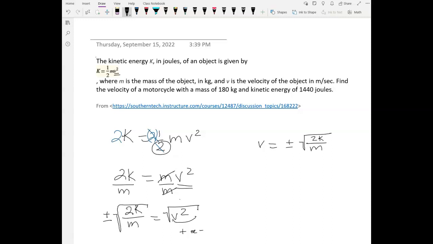So I put the V on the left side now and the expression on the right side, and this is my final answer. Okay, hopefully it was helpful.